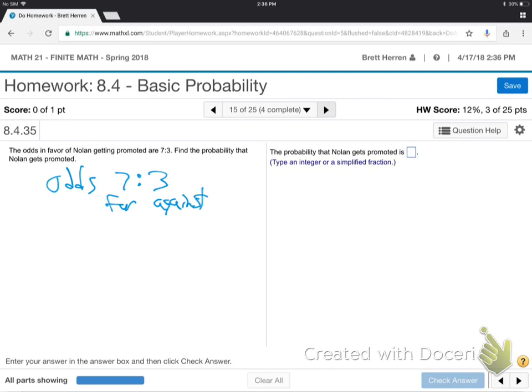And they want me to change, going the other way, to probability. So it starts the same. What's the bottom going to be? The total. So what goes in the bottom? 10, done. It's easy, right? Just go backwards. So I started with odds, went to probability. All right, I'll move on.